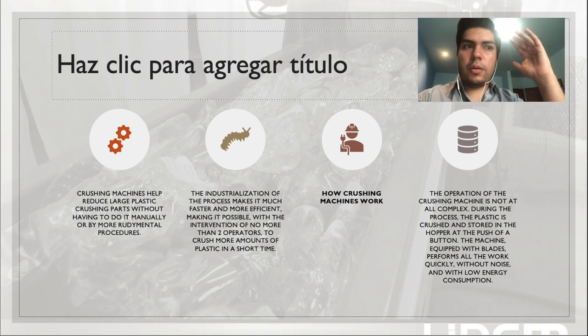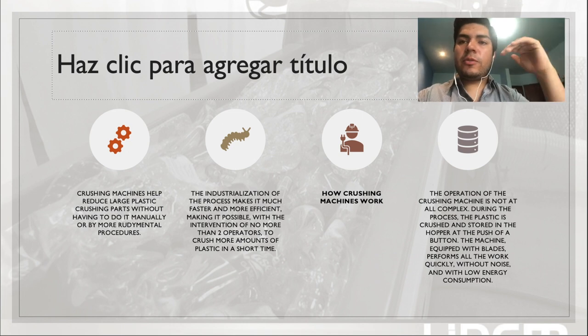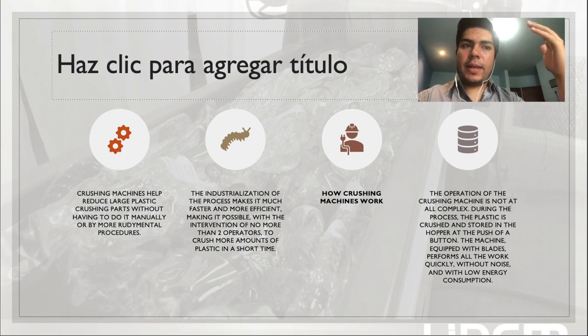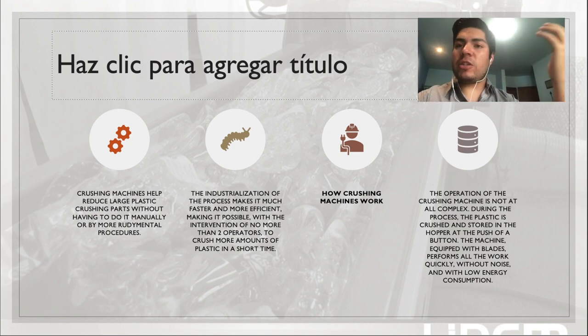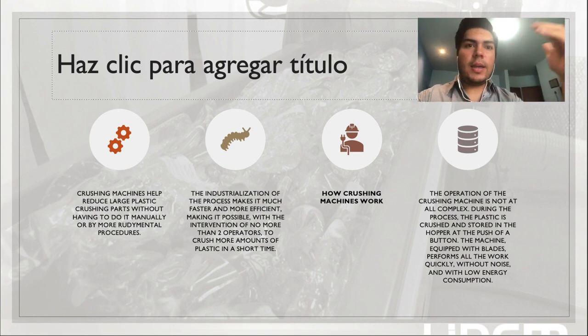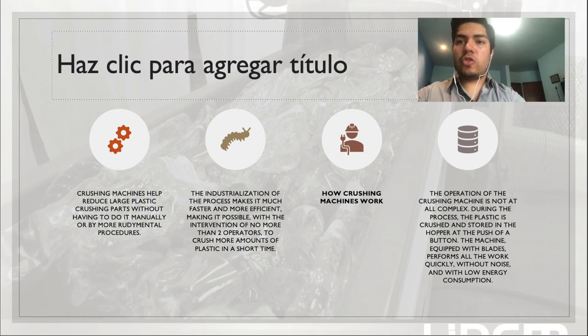Okay, so how do crushing machines help to reduce large plastic parts without manual help? The industrialization of this process makes it quicker and gives it more quality. How a crushing machine works is really simple. It's just a motor that actuates some blades, and the blades start shredding the plastic.